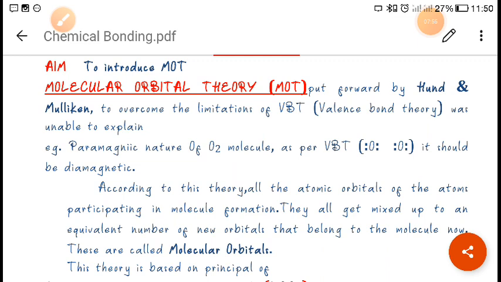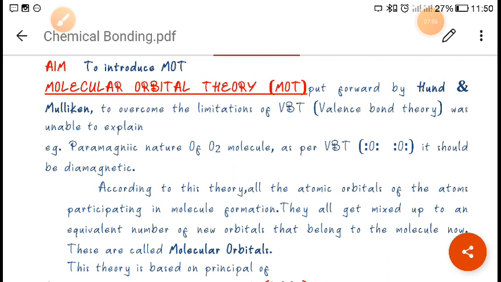Okay, now the shape of the molecular orbital will depend upon the shape of the combining atomic orbitals. It depends directly on the shape of the combining atomic orbitals. Now, this molecular orbital theory has been found to be a very versatile tool in explaining the nature of the bonding in a large number of molecules.